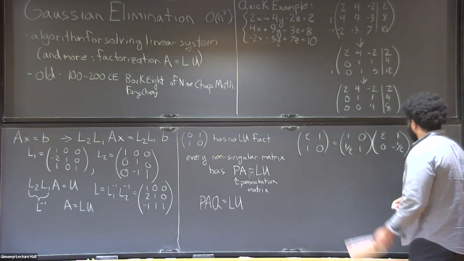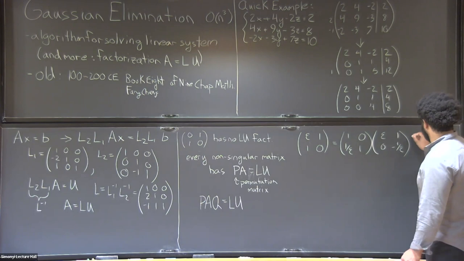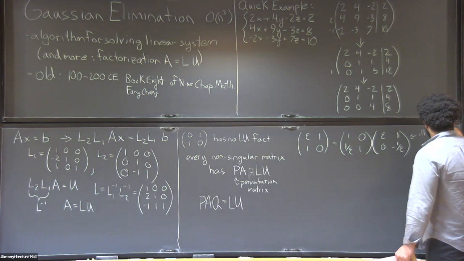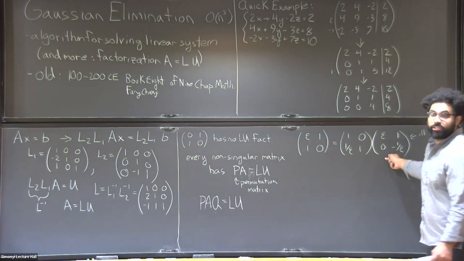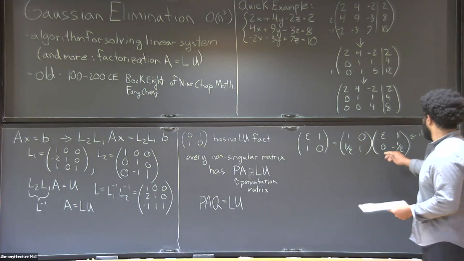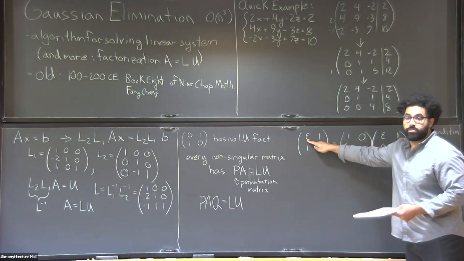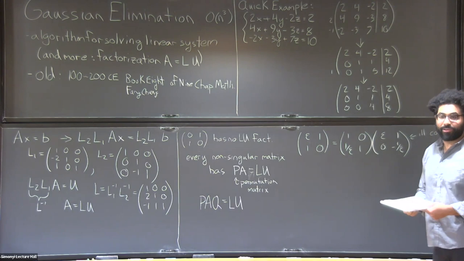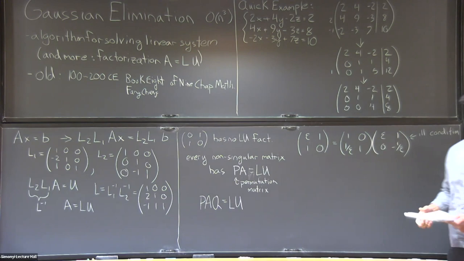Right. Of course, this is extremely well conditioned, but this is very ill conditioned. So what do I mean by ill conditioned? The condition number of the matrix, let's say the two norm, or you could think infinity norm, is something that diverges as epsilon goes to zero. Here you see that as epsilon goes to zero, this entry is getting very large. And so this is an issue for us.